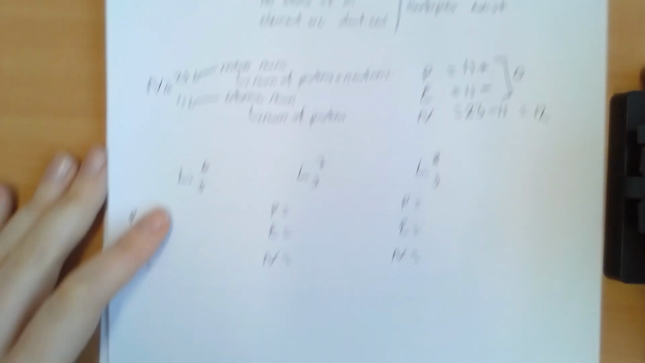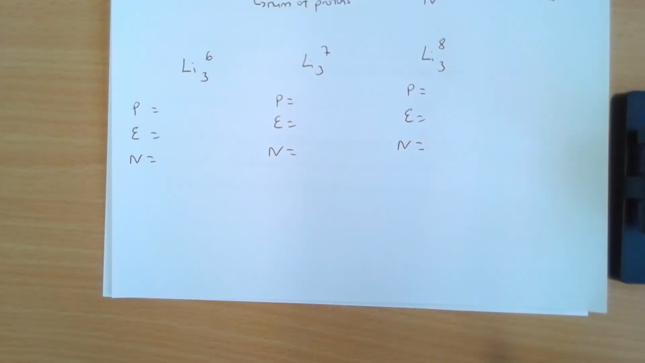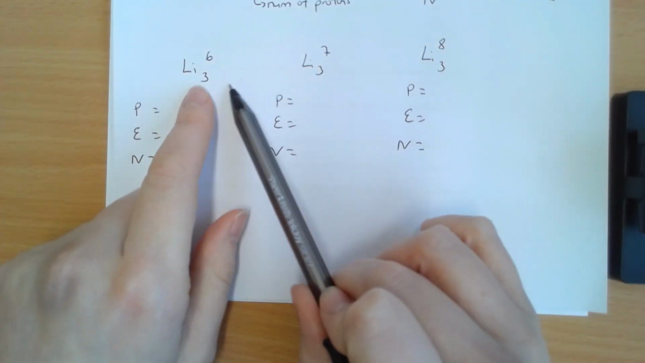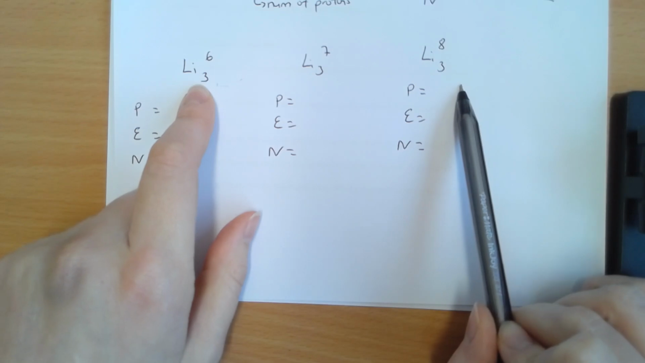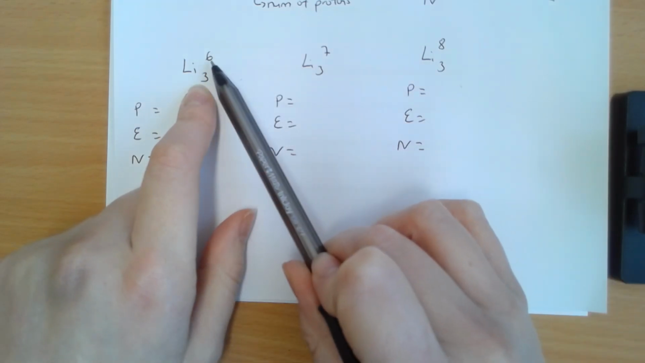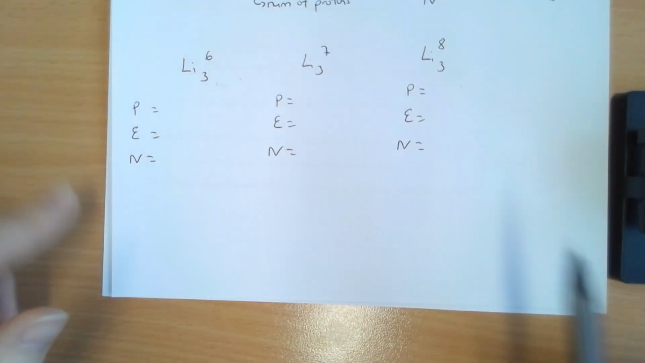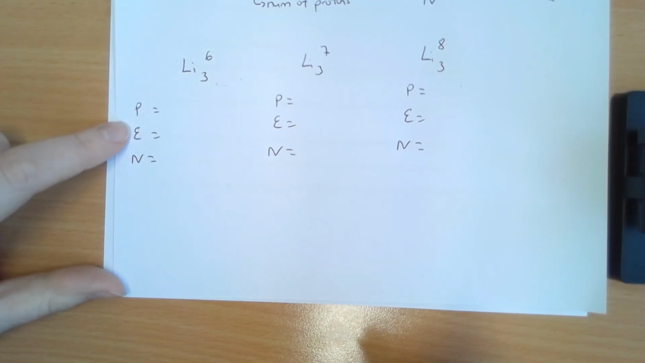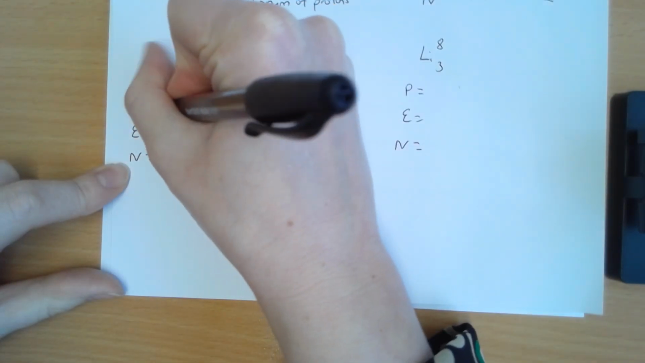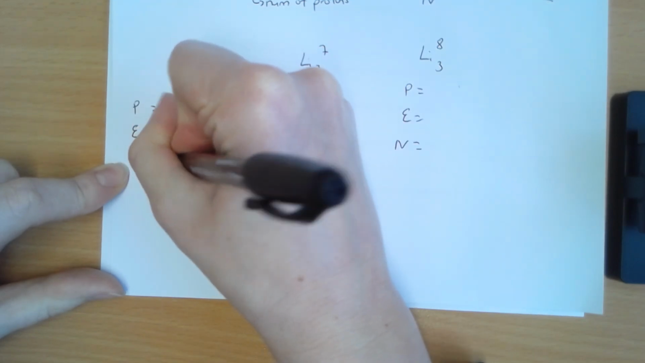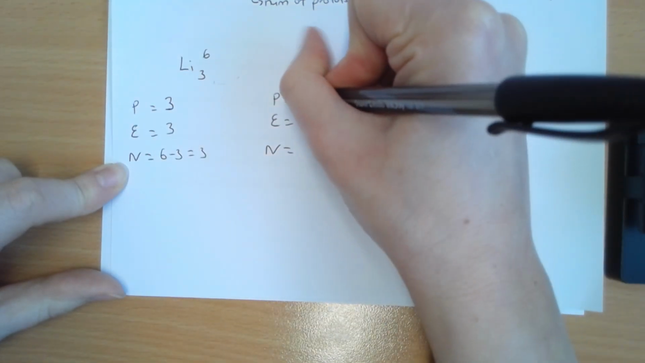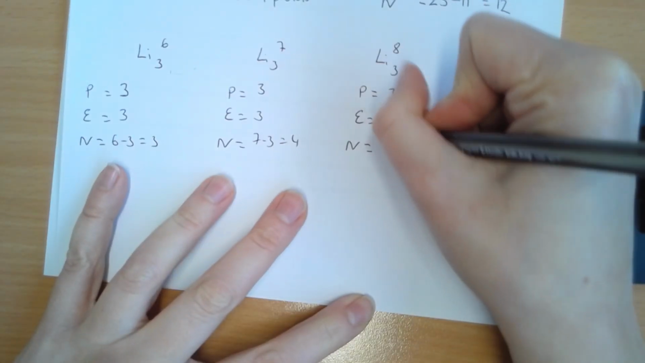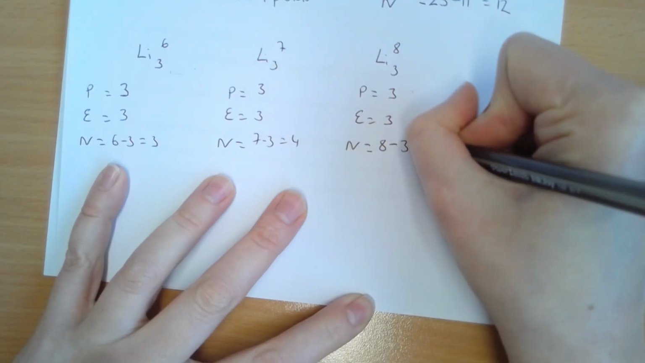Alright, last thing we need to look at in CC3, isotopes. Alright, so I've drawn out 3 different examples here. I've said they're all lithium and they've all got an atomic number of 3, but the mass number is different every time. I've got the number 6, 7 and 8. So let's have a look at how this affects our protons, electrons and neutrons. So we said it's always small, small, big minus small. So that's going to be 3, 3, 6 minus 3 is 3. Small, small, big minus small. Small, small, big minus small.